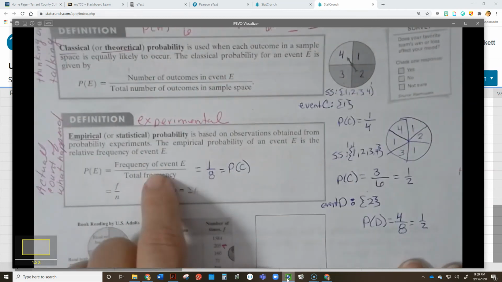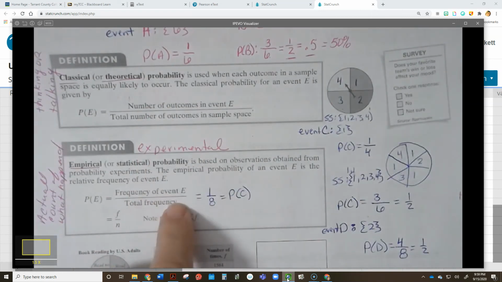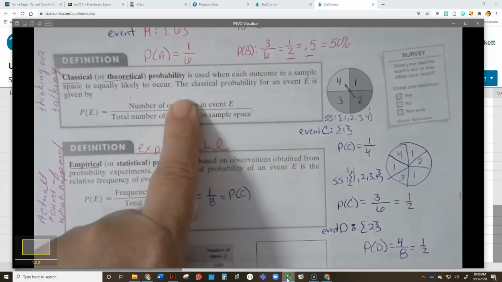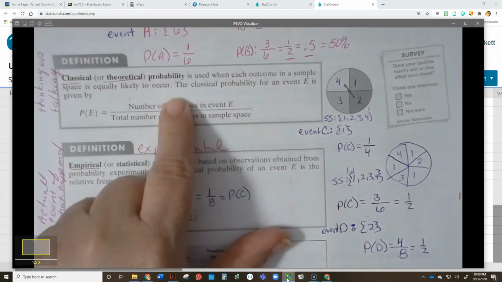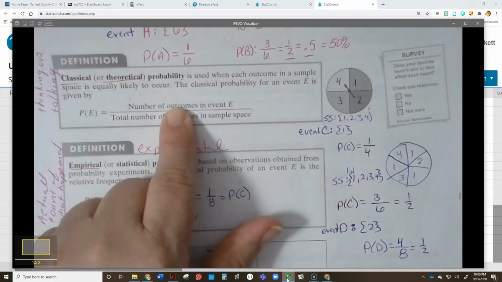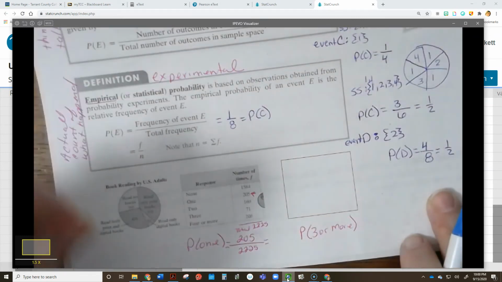So the 2 different formulas are just based on whether or not you actually collected the data. Are you just talking about what could happen? Did you actually do it? Did you flip the coin 5 times and write the results down? Or are you just talking about what happens if you flip the coin 5 times? So that's the difference between those 2 things.